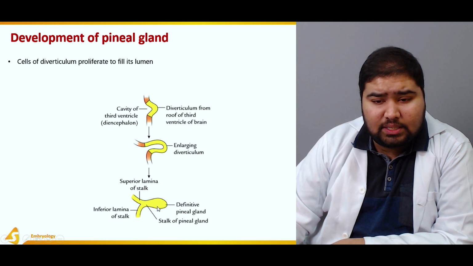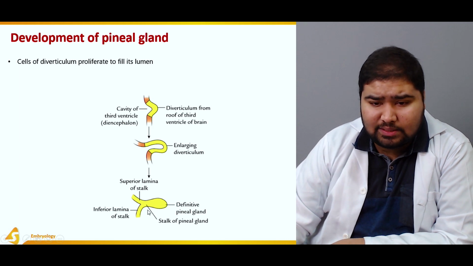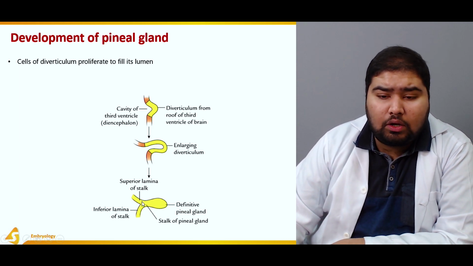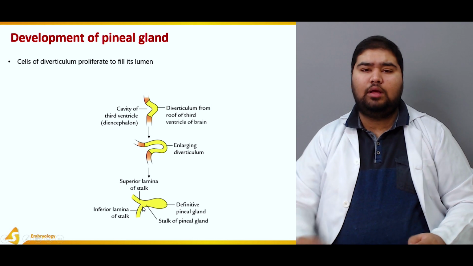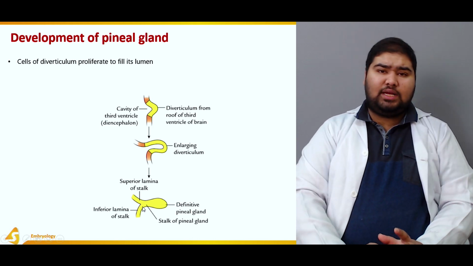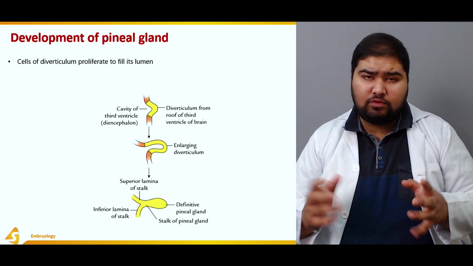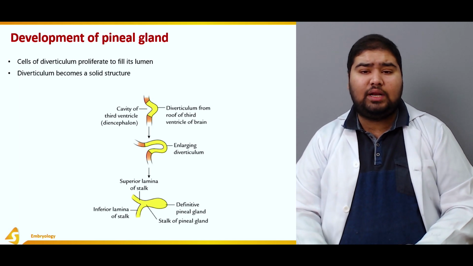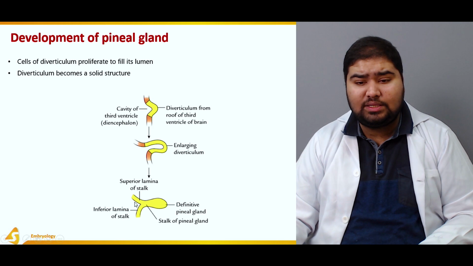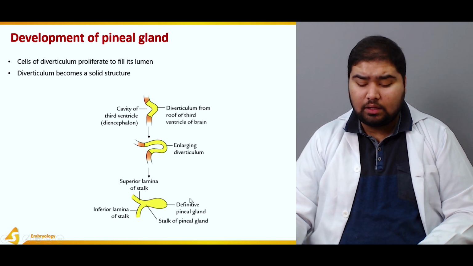patent at this point in time. This is the definitive pineal gland. This is the stalk of the pineal gland. This is the superior lamina of the stalk and the inferior lamina of the stalk. So cells of the diverticulum proliferate to fill the lumen of this diverticulum. Now the diverticulum becomes a solid structure, as can be seen in the figure.